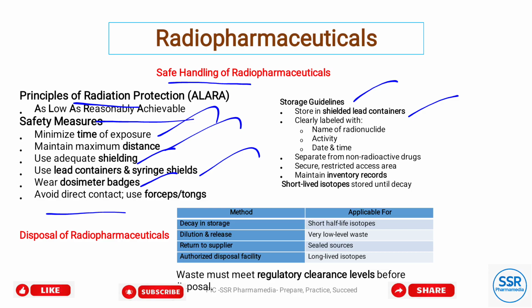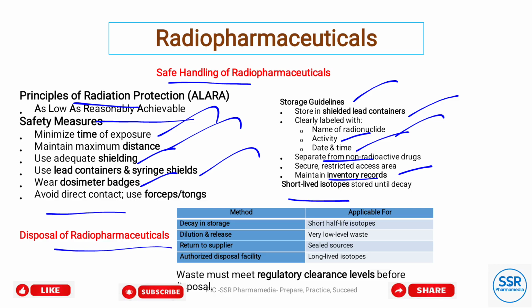Store in a shielded lead container, clearly labeled with the name of the radionuclide, activity, date and time. Keep separate from non-radioactive drugs, in secure restricted access areas, and maintain inventory records. Short-lived radioisotopes are stored until they decay.